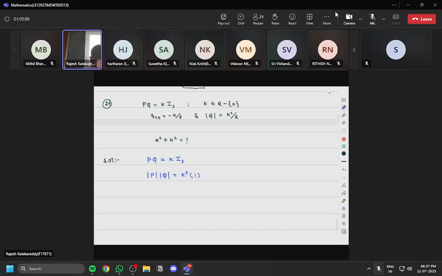Now Q determinant is given. Determinant of P into K square by 2 is equal to K cube. Determinant of P is equal to 2K. So if I can calculate determinant of P, I have a relation connecting alpha and K. Correct? So how much is determinant of P over here? I want to calculate determinant of P.